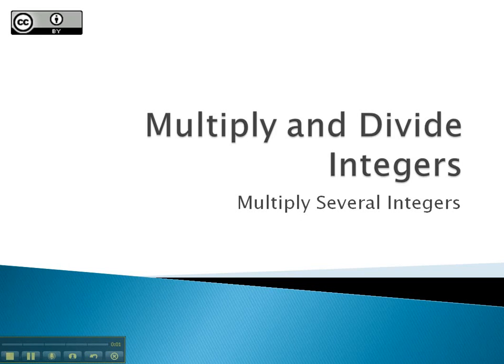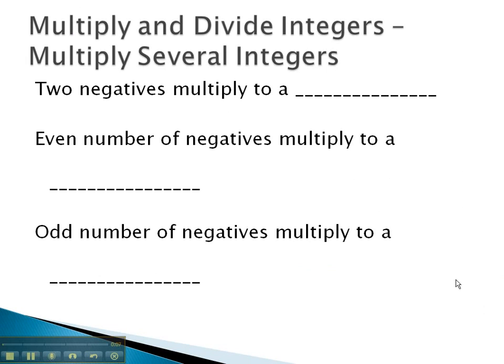In this video, we're going to take a look at how we can multiply several integers together using a pattern that we found with multiplying two negatives together. When we were multiplying two negatives, because we had the same sign, we said two negatives would multiply to a positive.